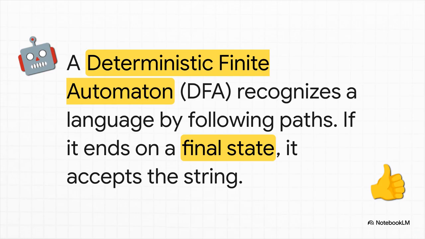So this little guy is called a deterministic finite automaton, or DFA for short. This is our machine with amnesia. Think of it like a board game. It hops from one circle or state to another based on the symbol it reads. And if it lands on one of the special final states, the ones with the double circle, when the input runs out, it basically gives a thumbs up and says, yep, I accept the string.